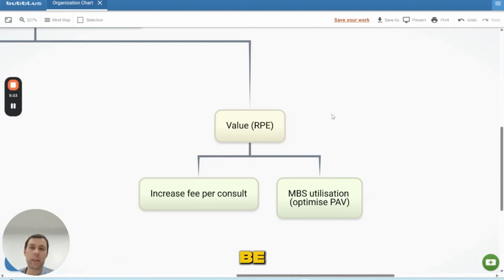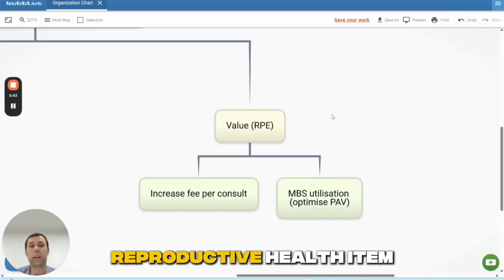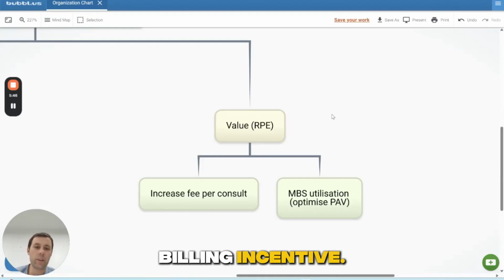A further optimization for that would be if you were only wanting to charge one private fee for this consult as opposed to two. You charge the private fee for your sexual and reproductive health item number and then bulk bill the standard attendance, which would receive the triple bulk billing incentive. So there are a couple of things like that.